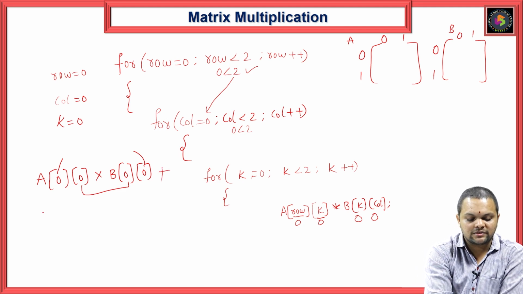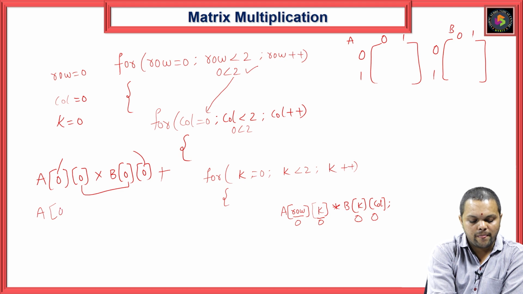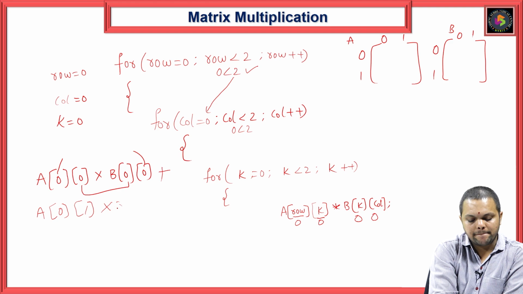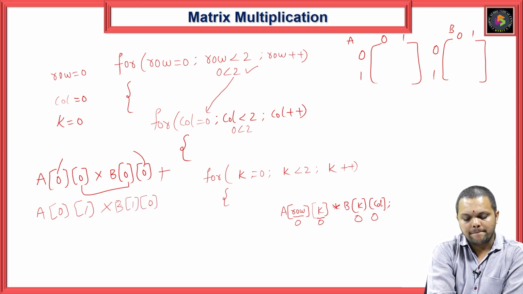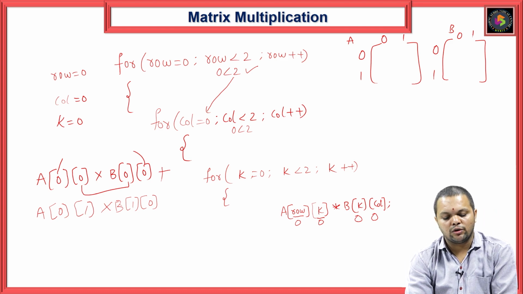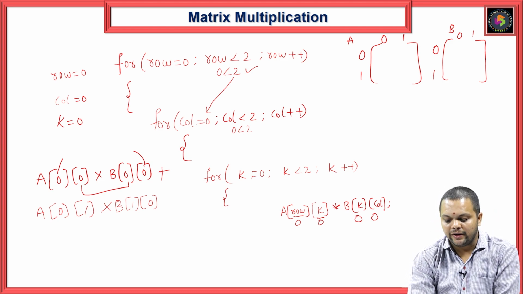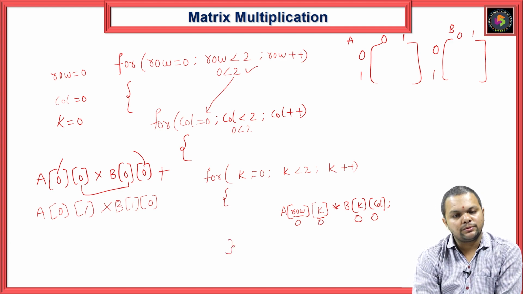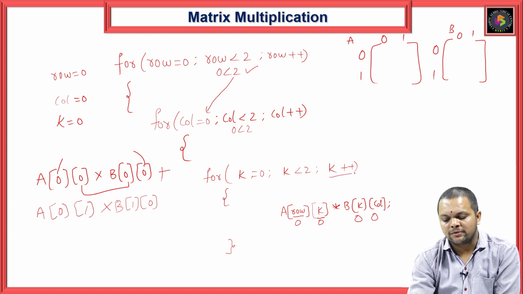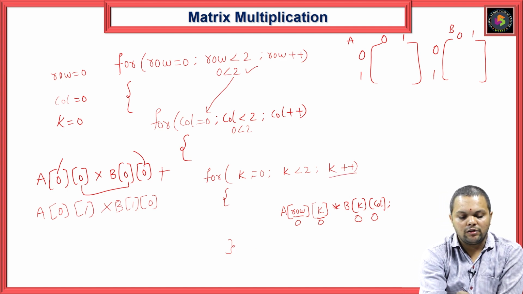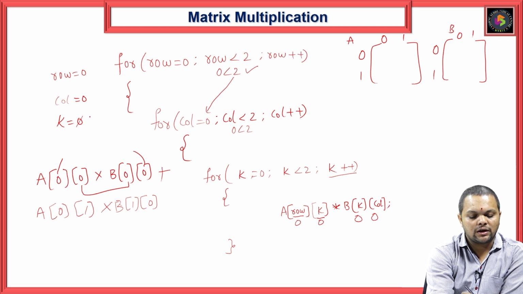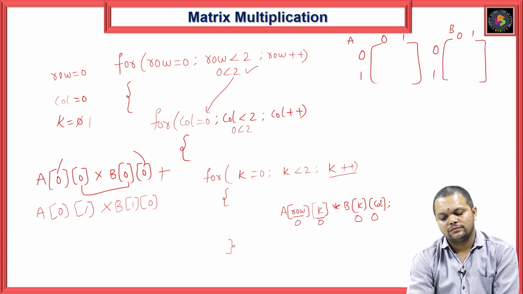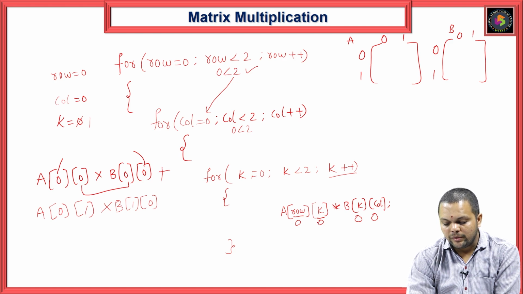Plus, what is the next thing you need? A of 0, 1 multiplication with B of 1, 0. So you need to increase the value of which one? K. So I'm just closing this loop. Now coming back to k plus plus. Now k value will become 1. K is 0 previously. Now we are replacing that with 1. So this k value became 1 now.